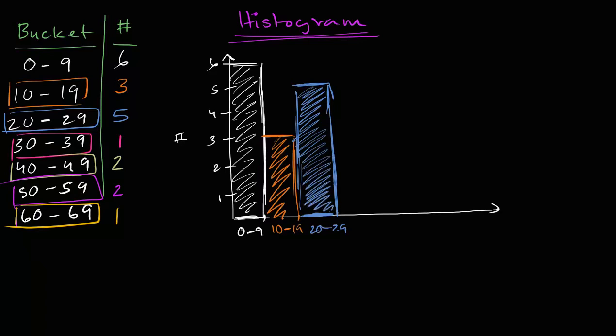All right, then 30 to 39. I'll try to write smaller. 30 to 39. That's going to be this bar right over here. We have one person. And then we have 40 to 49. We have 2 people. So it looks like this. 40 to 49, 2 people.